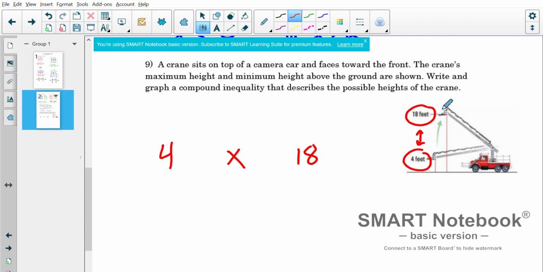If the maximum height is 18, our unknown has to be smaller than 18. It can be equal to, because it can hit 18 feet. If 4 is our minimum value, our unknown has to be bigger than 4, so the open side has to face x, but it could also be equal to, because the crane can go to 4 feet. So our compound inequality here would be 4 is less than or equal to x is less than or equal to 18.